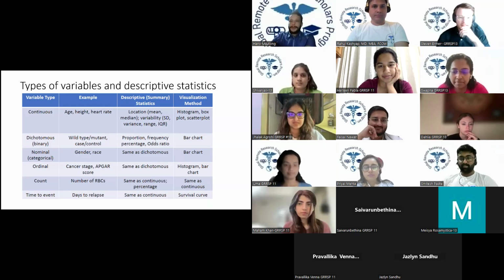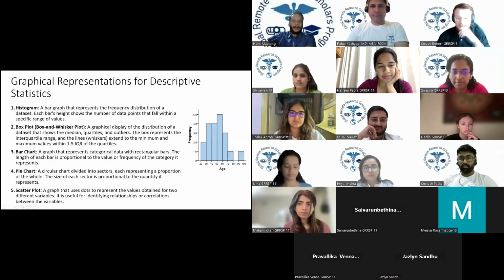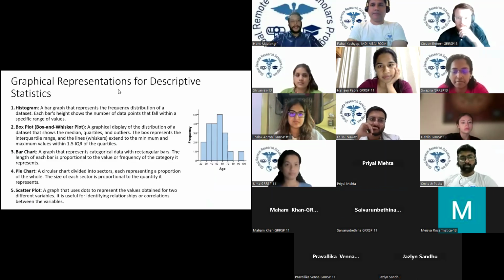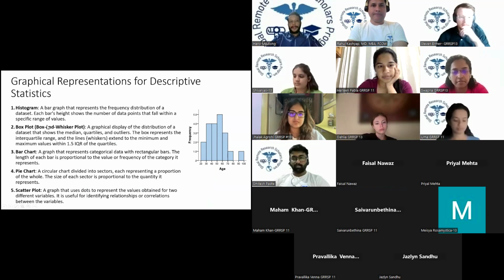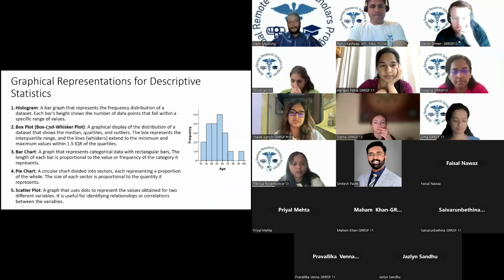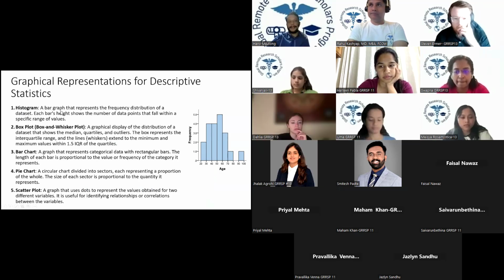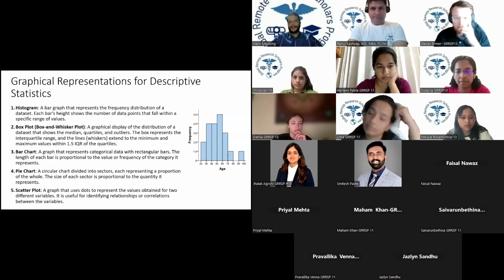All right. So the next part of the lecture is basically the graphic representation of descriptive statistics. These are the basic graphics that we can build independent of each type of variable. For example, a histogram is something that we use for quantitative data. Basically it is a bar graph that represents the frequency distribution of the data set. Each bar height shows the number of data points that fall within that specific range of values. So this is an example of a histogram.